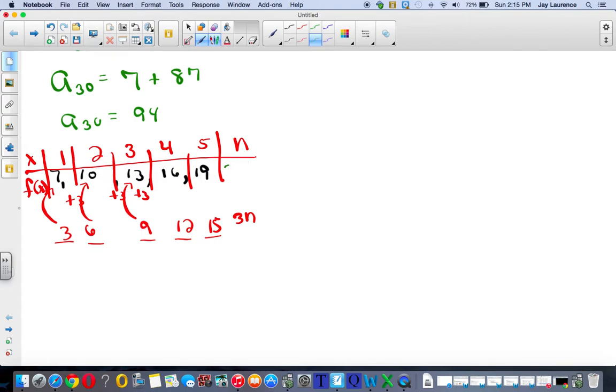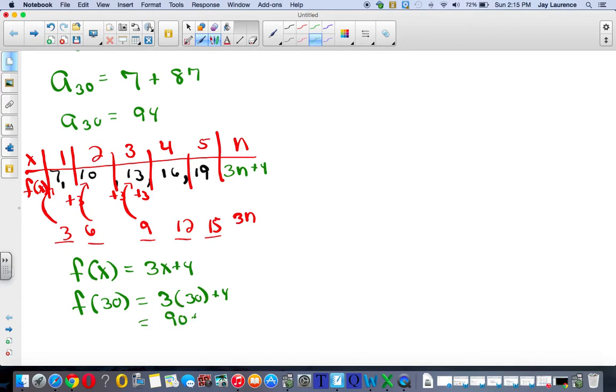So my nth term is going to be 3n plus 4. Therefore, my function would be f of x equals 3x plus 4. Why am I doing all this? Well, I want to find the 30th term, so that'll be f of 30. That's going to be 3 times 30 plus 4, which is 90 plus 4, or 94. So you see, I get the same exact answer.